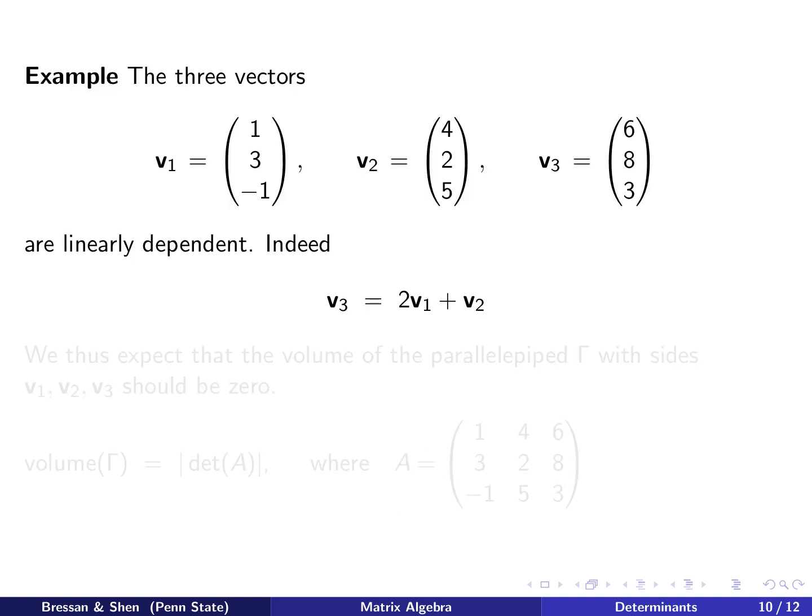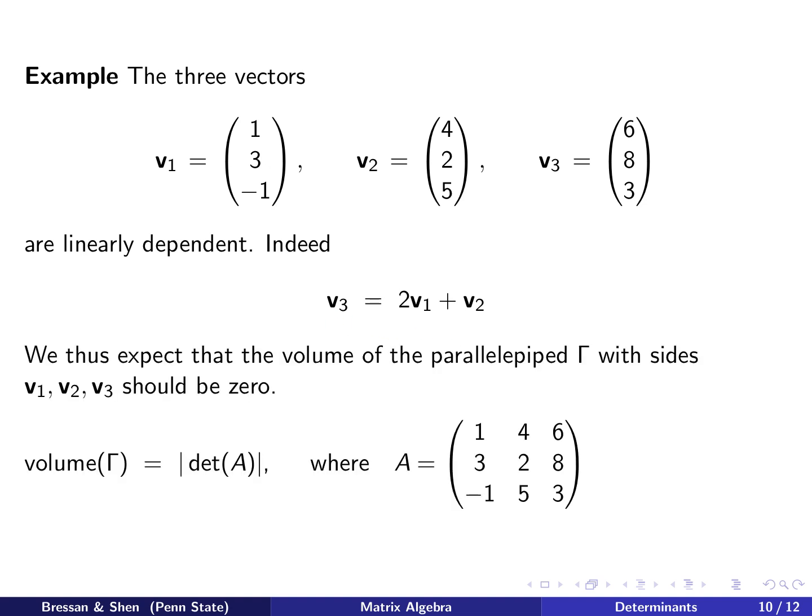Okay, so let's take a look at an example for this in 3D. Let's say I have V1, V2, and V3. These three vectors are given, and a quick check shows that they are linearly dependent. I can write V3 as 2 times V1 plus V2. You will see 2 plus 4 is 6, 6 plus 2 is 8, negative 2 plus 5 is 3. And therefore they are linearly dependent.